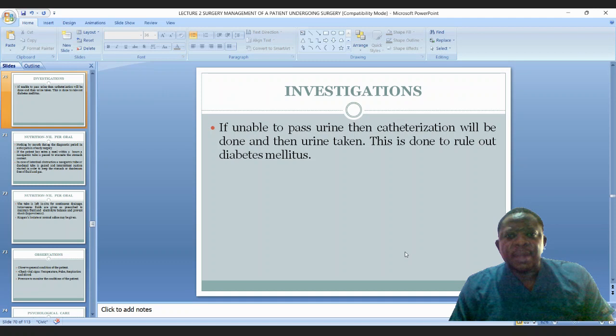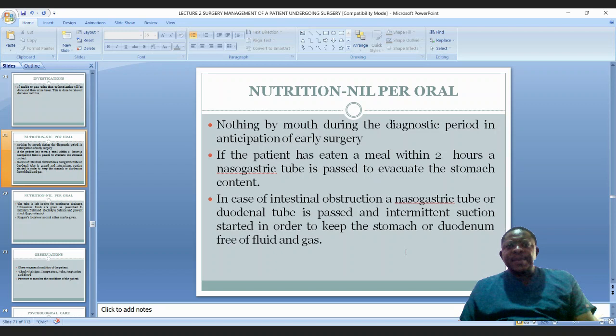Then nutrition. The patient who has come in an emergency state will still not take anything by mouth during the diagnostic period.